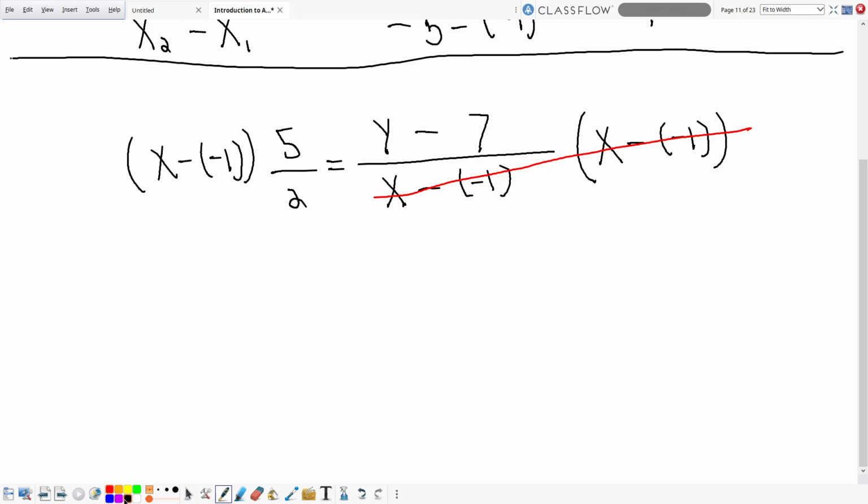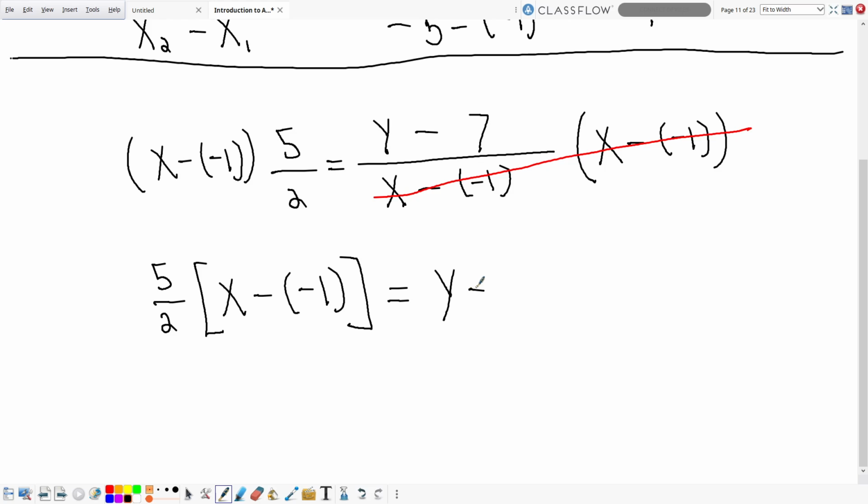And what I'm left with is, I'm just going to rewrite the left-hand side a little bit so it looks nicer. We have 5/2, our slope. These double parentheses look a little weird, so I'm going to use brackets. x minus -1 times our slope of 5/2 is equal to y minus 7.